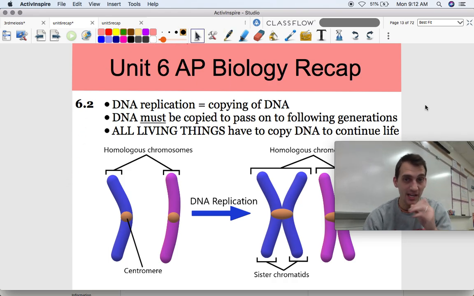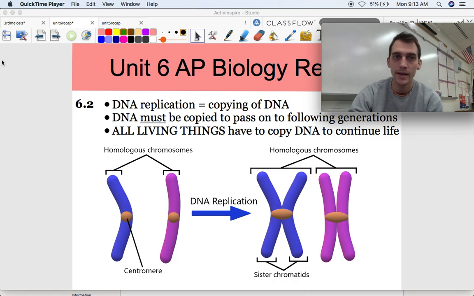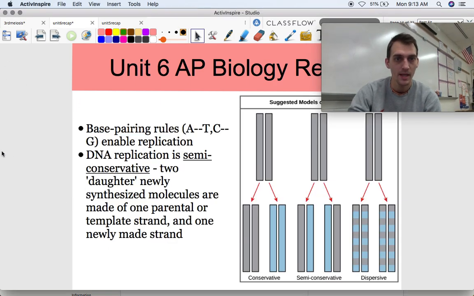6.2, DNA replication, super duper important. It is the copying of DNA. Life cannot exist without DNA copying itself. We can't live forever, so we have to copy our DNA and pass it down, right? And so DNA replication is an extremely important process for all living things, in that it guarantees the continuity of life, right? Because we don't live forever, we've got to pass down our DNA. We've got to pass down our instructions to our offspring. So this is a very important concept, okay?